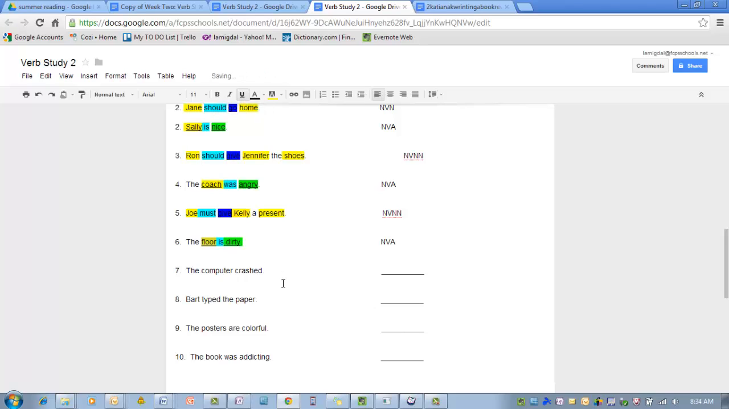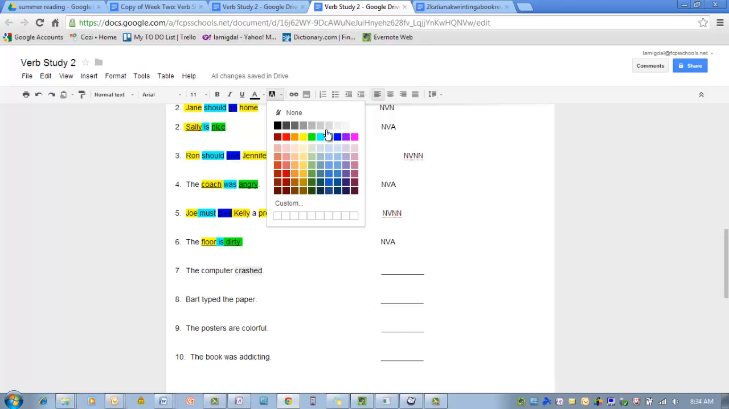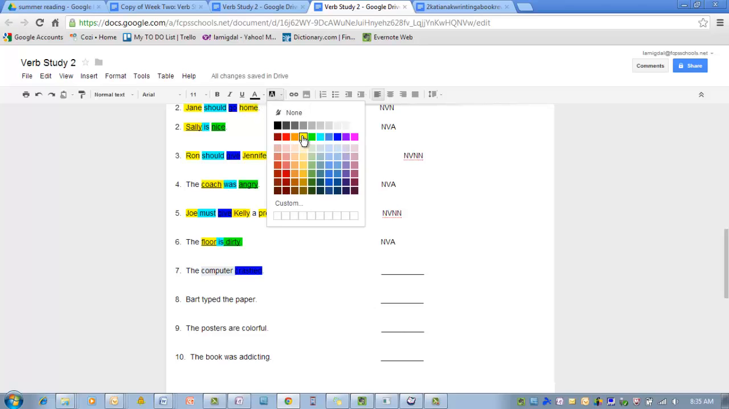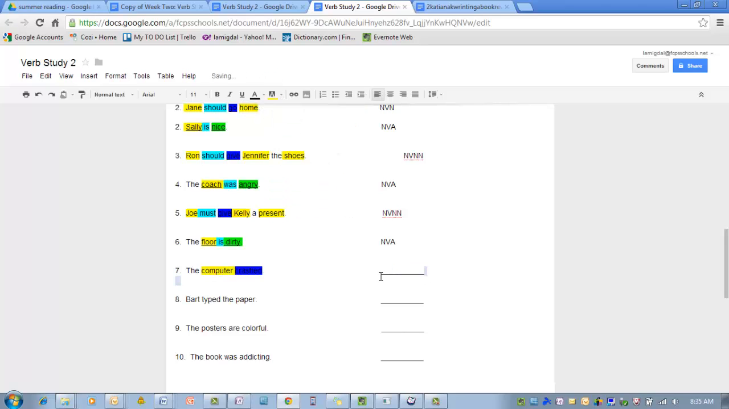Okay. Next, the computer crashed. All right, the action there is "crashed," and that is an action verb. So we're just going to mark it with dark blue because it's an action verb. And we go in front, and the computer is the thing, so we'll make it yellow, and that would just be noun, verb. Hope you got that one. That was an easy one.